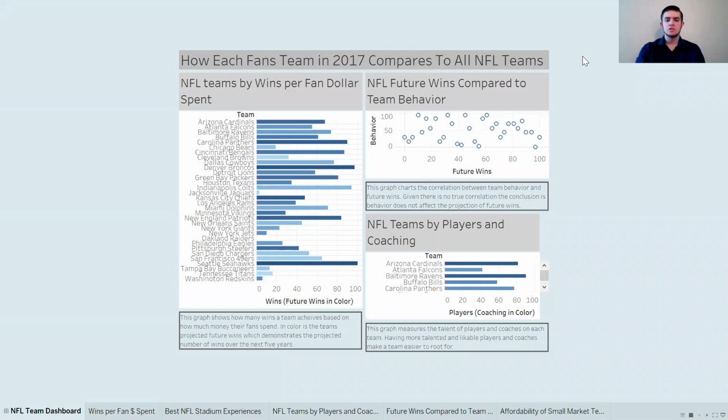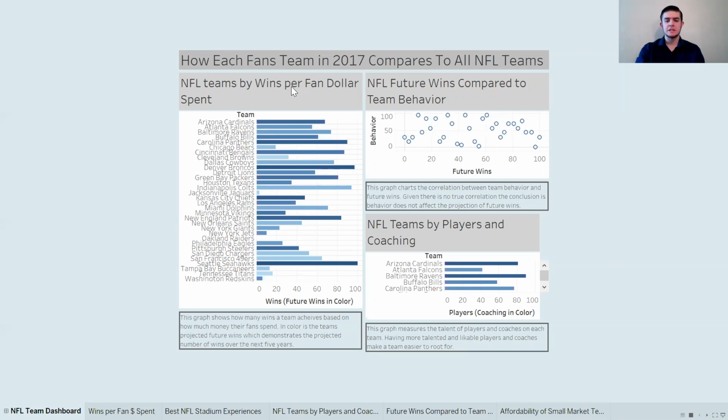So, digging into this dashboard, the first thing I looked at was the wins per fan dollar spent. I think this was a good way to determine the amount of money fans are spending on each win of their NFL teams. And then I also did the future wins in color. This is not a direct correlation between the two, of course, because future wins isn't by fan dollar spent.